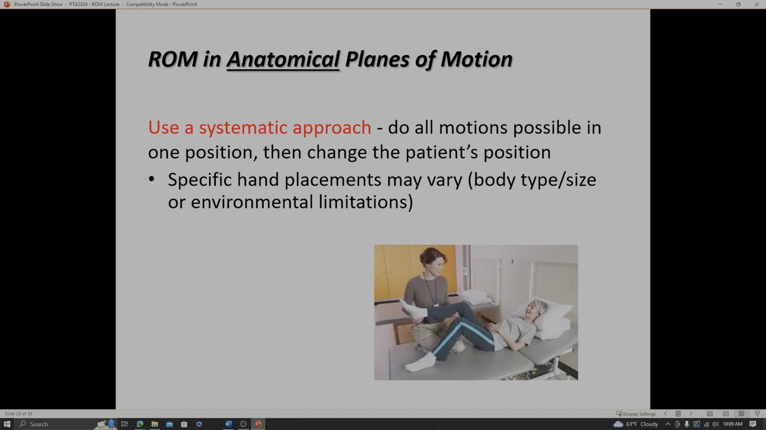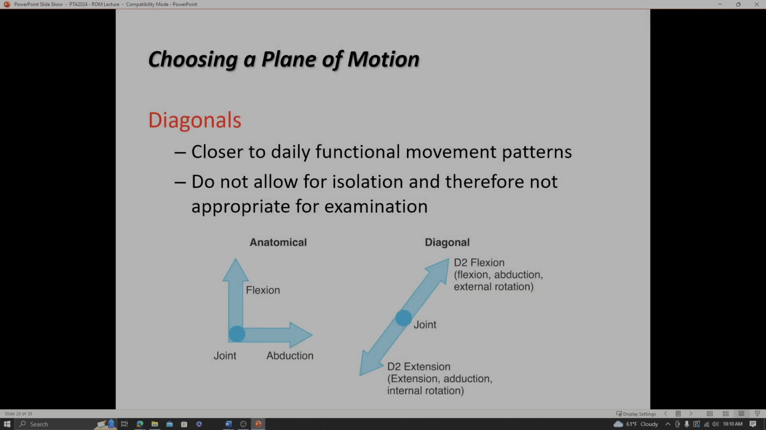It makes it easier for us, but this is just an example of saying, I'm going to do all the things I can do in supine first before I bother this patient to move into side lying or into prone, etc. Right? So it's all going to depend on the patient. So use your systematic approach.